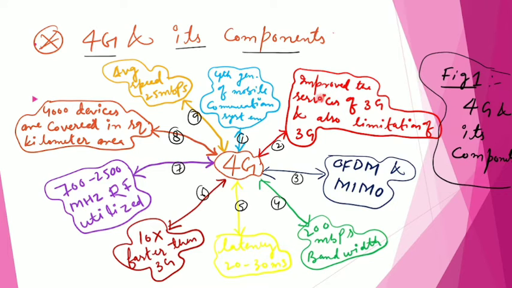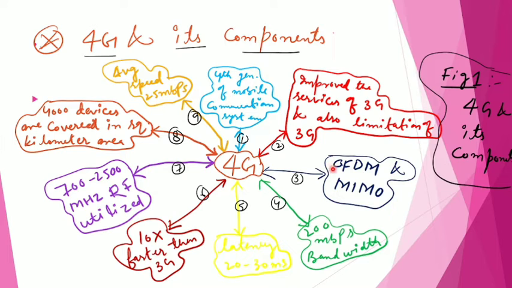As an example, while we are using 3G, there is a limitation in services like online video streaming, so there is a lot of buffering. Those services have improved in 4G. The speed in 3G is 144 kbps, but in 4G this is improved, and some other services have also improved in the 4G communication system.